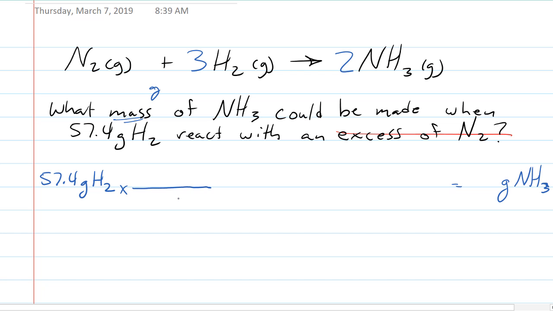If we're going to convert grams to moles, what's going to go on the bottom? What units have to go down here? Grams of H2. What's going to have to go on the top? Moles of H2. Now we need some numbers in here. What number is going to go on top? 1's going to go on top. And what number is going to go on the bottom? How do we find this number down below here?